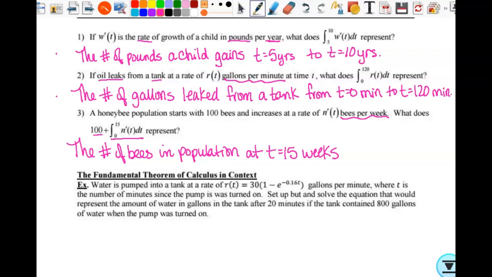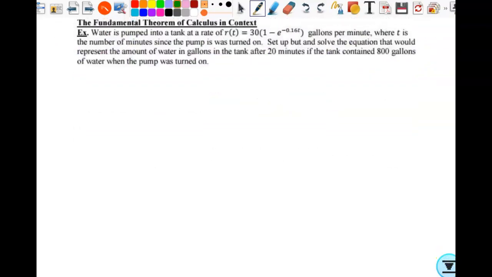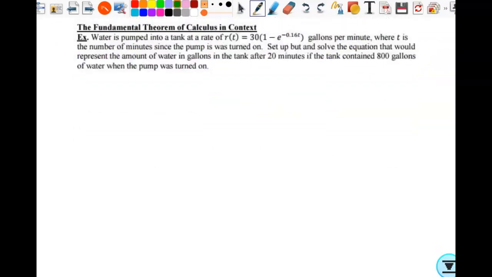Okay, all right, so here it is in context. Let's see what this says. Water is pumped into a tank at a rate of R of T equals 30, blah, blah, blah, gallons per minute, where T is the number of minutes since the pump was turned on. Set up, but don't solve. We really could solve it, it's just we won't get the calculators. The equation that would represent the amount of water in gallons in the tank after 20 minutes.